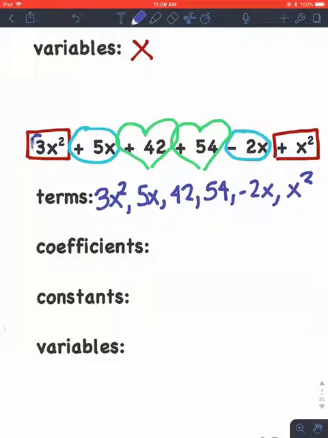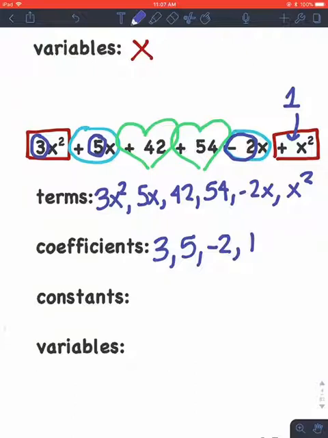Coefficients would be any numbers that are attached to a variable. It's how many times the variable is repeated. So 3 is going to be 3, 5 is going to be 5. This one's tricky. Negative 2 is going to be negative 2. And then every variable has a coefficient. So for this last one, we have to say how many times is the x squared repeated? It's repeated once. So the secret coefficient on the x squared is 1. So my coefficients are going to be 3, 5, negative 2, and 1. Anytime you have a variable, it has to have a coefficient along with it.